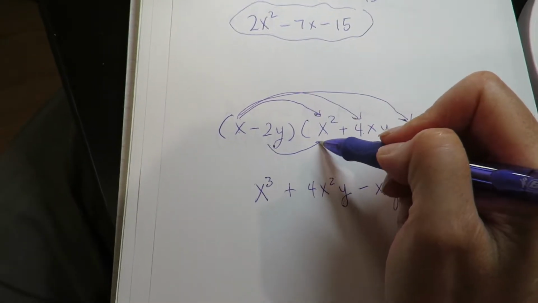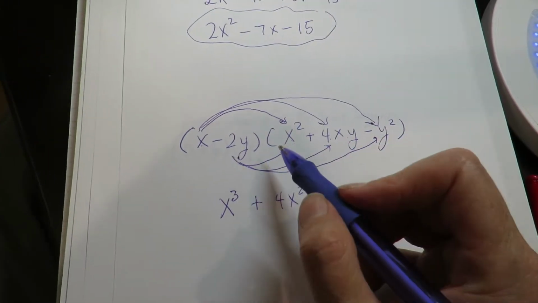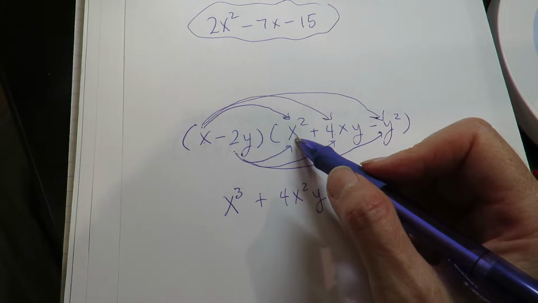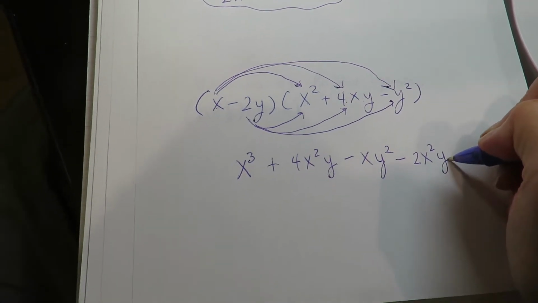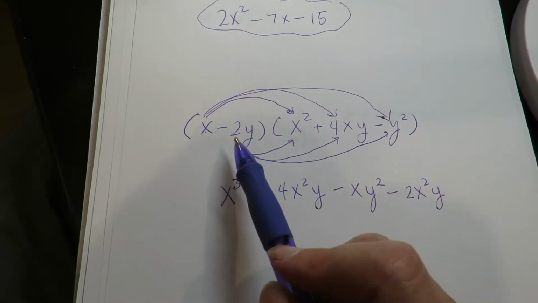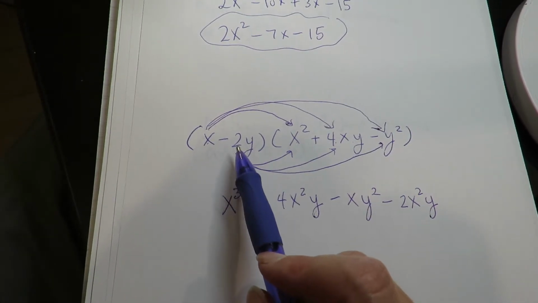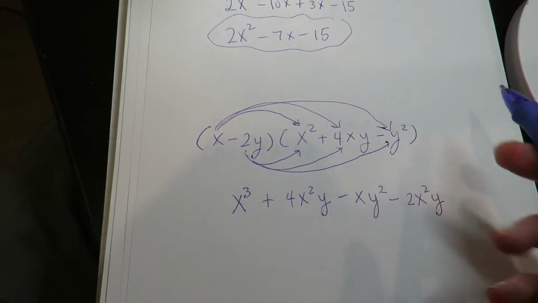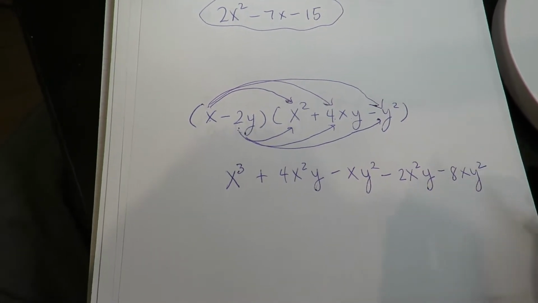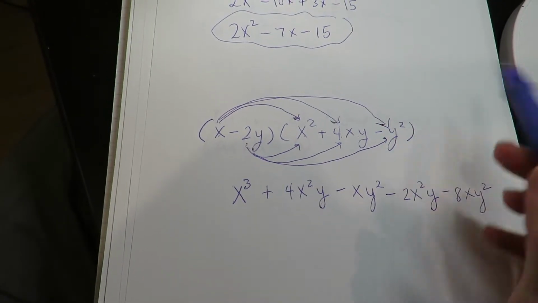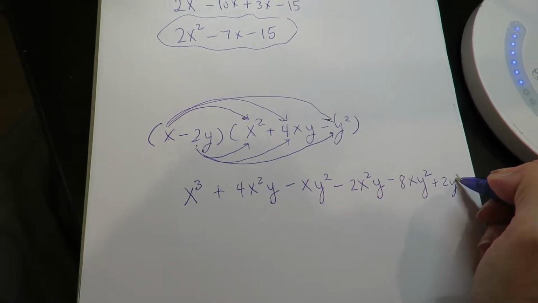Okay, now you multiply the second one times everybody in the trinomial. So negative 2y times x squared is negative 2x squared y. Keep things in alphabetical order so you recognize who's like terms, because they'll look the same. Okay, negative 2y times 4xy is negative 8xy squared. Negative 2y times y squared is positive 2y cubed.